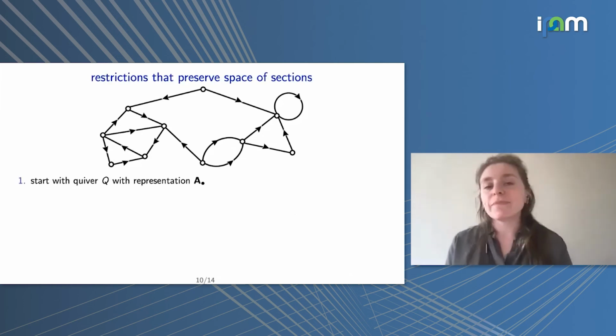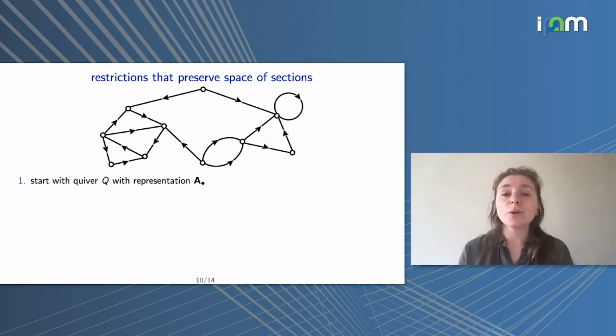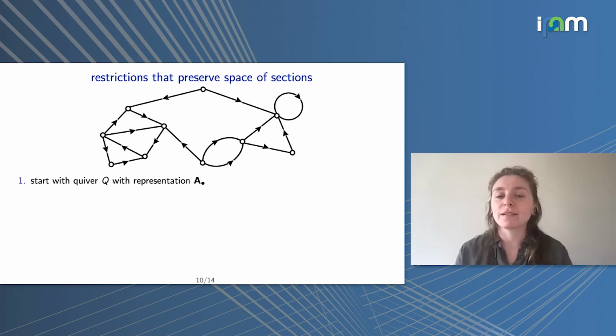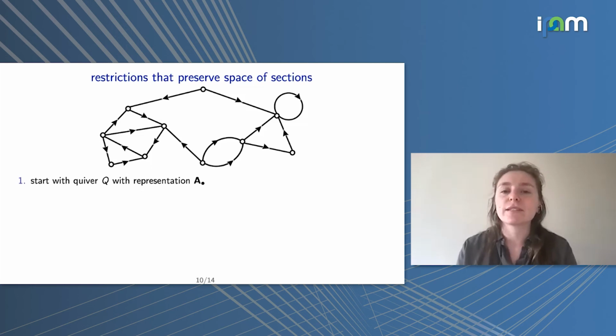Okay, so now our goal is to describe the space of sections so as to do some optimization problems over it. And I mentioned before that the idea of how to do this is to apply a sequence of restrictions to the quiver that simplify the quiver to an arborescence, which is much easier to find the space of sections for, but that don't change the space of sections. So now I'll tell you what this sequence of restrictions is.